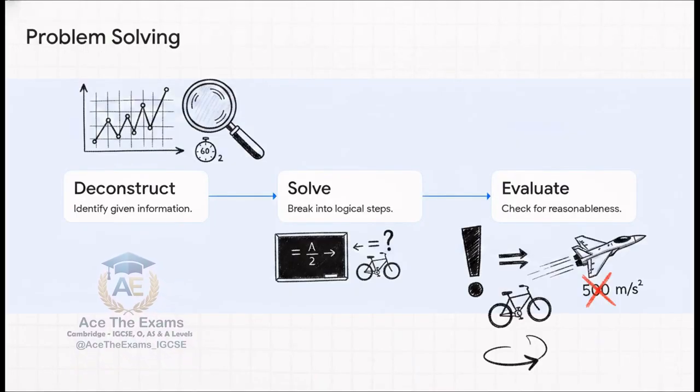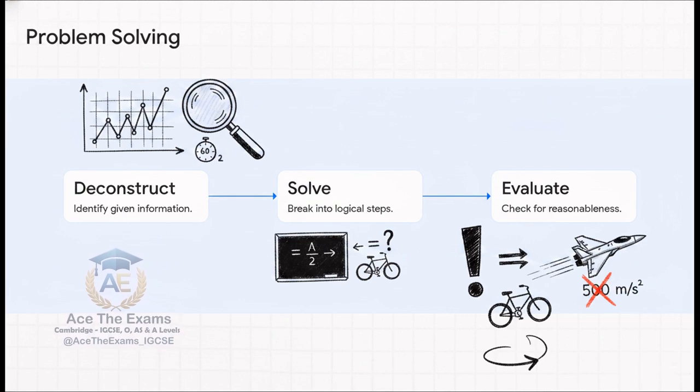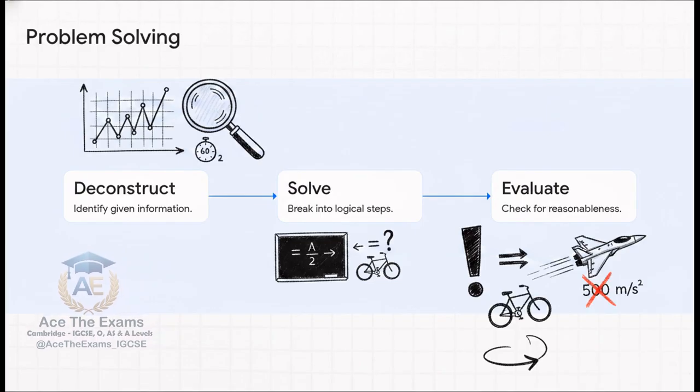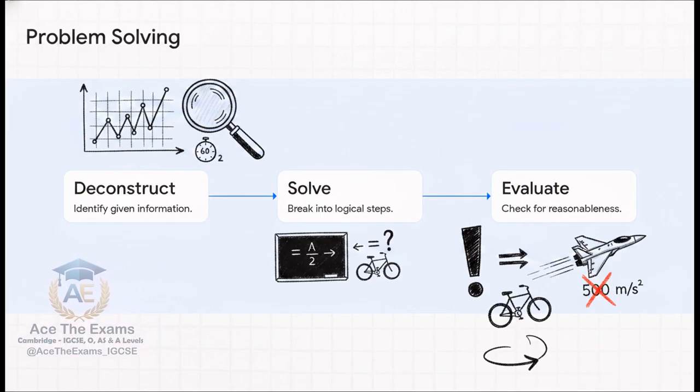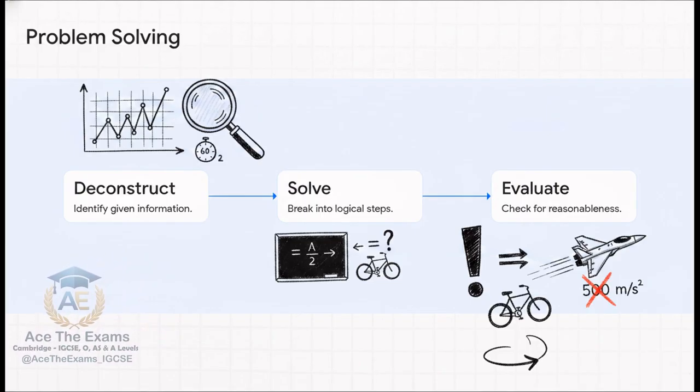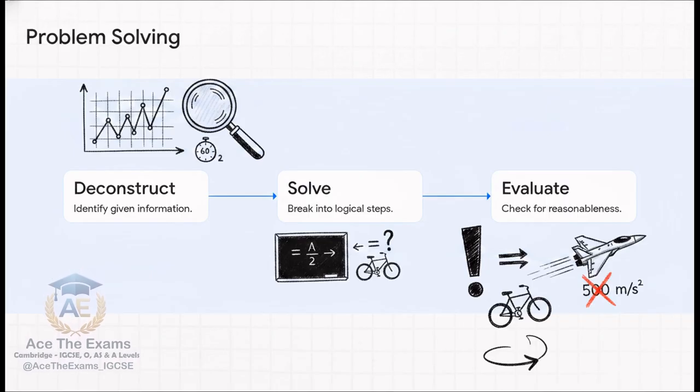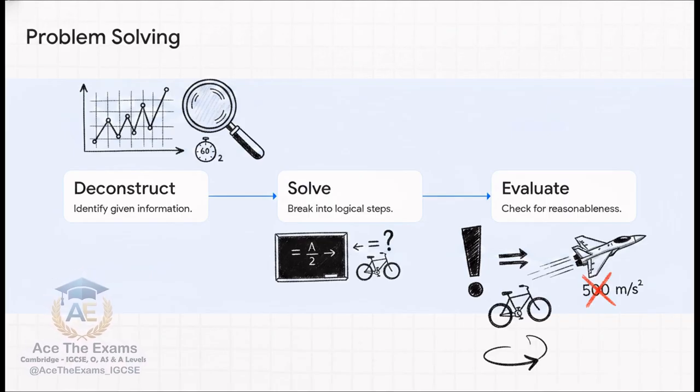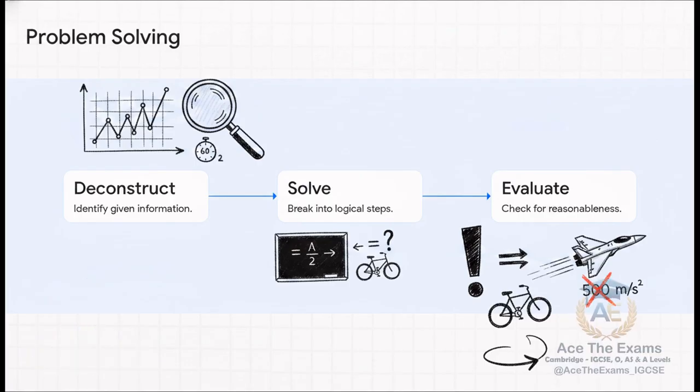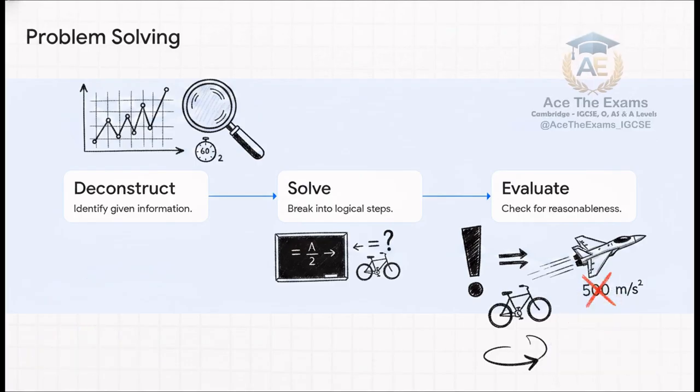I want you to imagine a 60-second visual timer ticking down in your mind. Challenge 1, data scan. Step 1 is deconstruct. You have 60 seconds to extract the core trend from a complex chart. Identify exactly what given information you have. Challenge 2, solve systematically. Break the problem into highly logical steps.